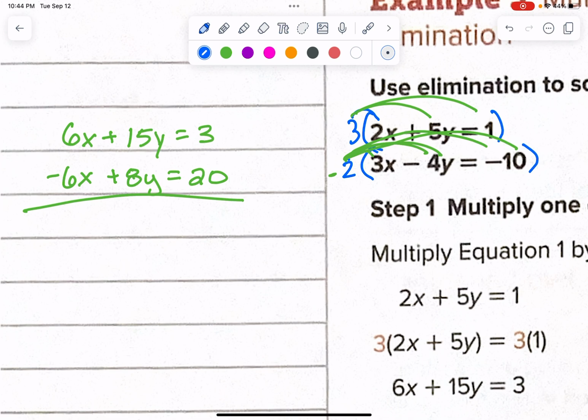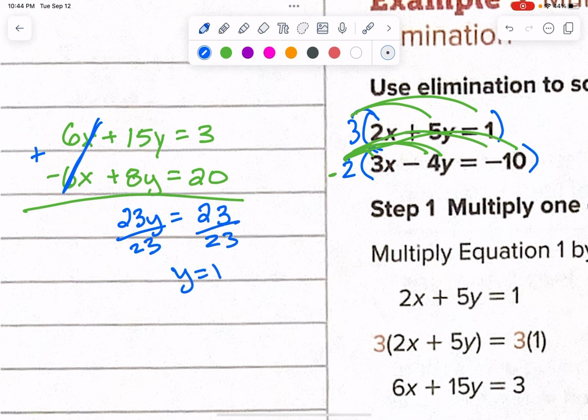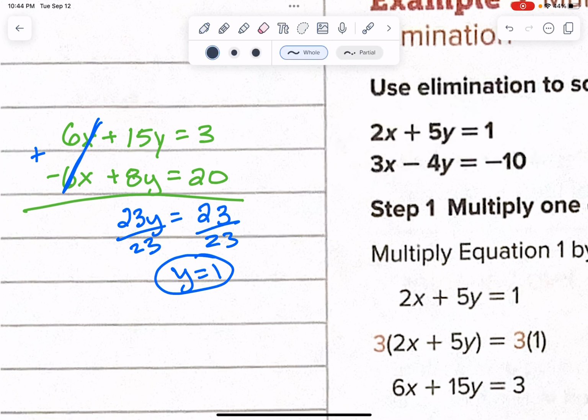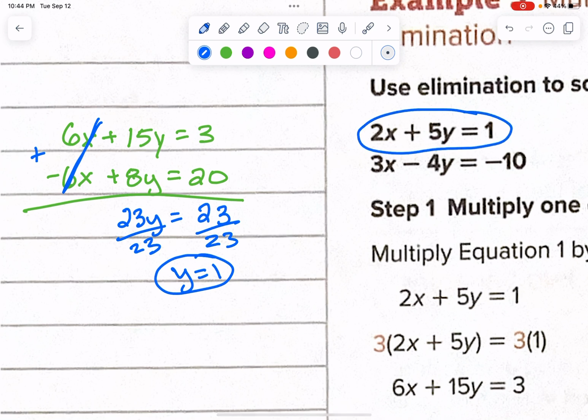So these two, if I'm adding those two together, those cancel out. 15 and 8 is 23y. Equals, hey, 23. If I add those together, divide by 23, that's going to give me y equals 1, okay? Then I just have to plug back in. I'm not sure which one they plugged into. I'm just going to do my own thing. I'm going to plug into the top one because I don't want to deal with a negative 10. Let's just plug into the top.